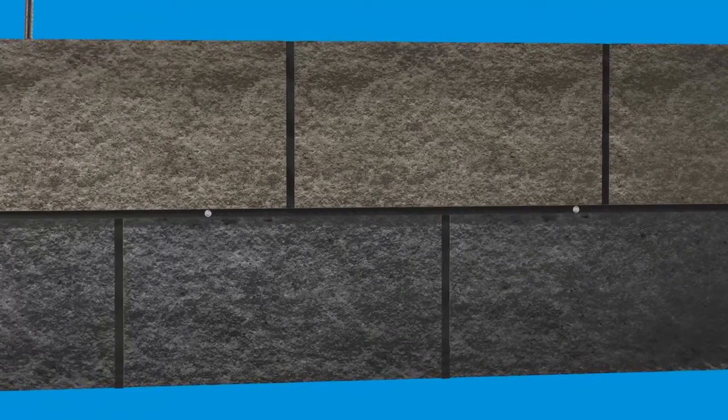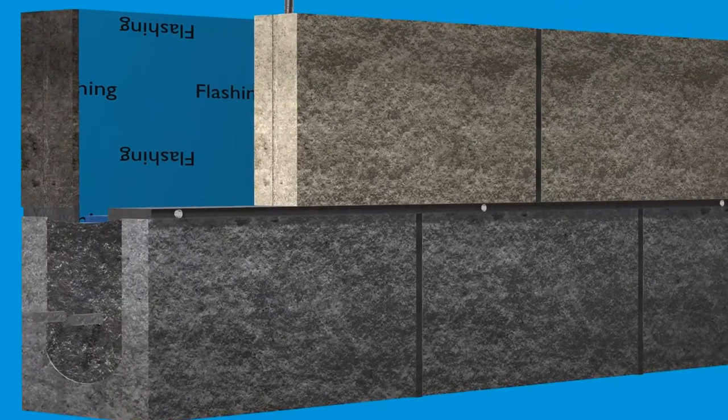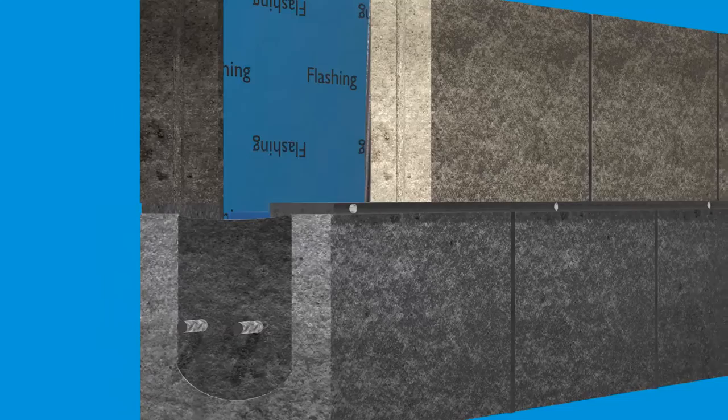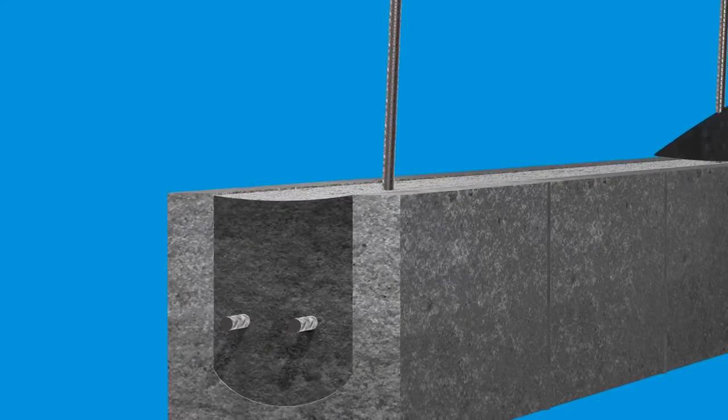Let's look at how to do stronger CMU walls in less time with fewer materials. Managing moisture in CMU walls typically requires a through-wall flashing at ledges and bond beams. But let's face it, through-wall flashing is a pain.